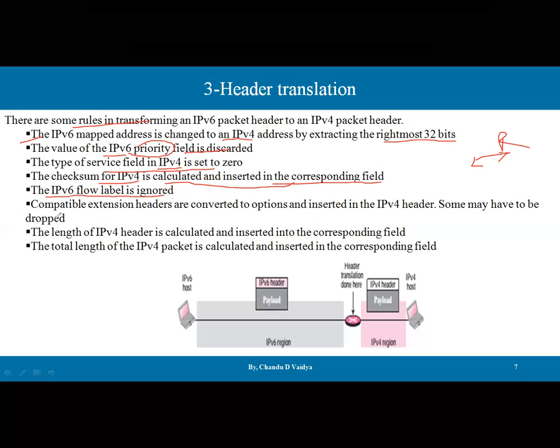So this is ignored. Then the capability extension headers are converted to options and inserted in the IP version 4 header. Some may have to be dropped. These steps must also be applied. Then the length of the IP version 4 header is calculated and inserted into the corresponding field. And the last step, guys: the total length of the IP version 4 packet is calculated and inserted into the corresponding field.